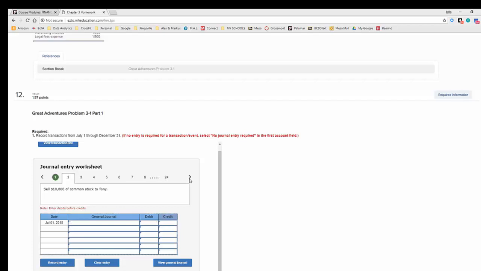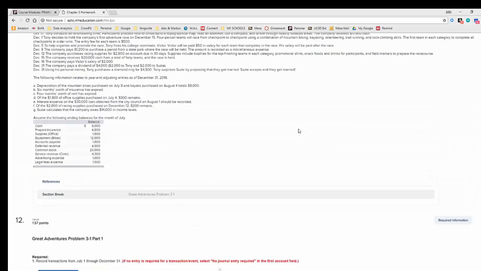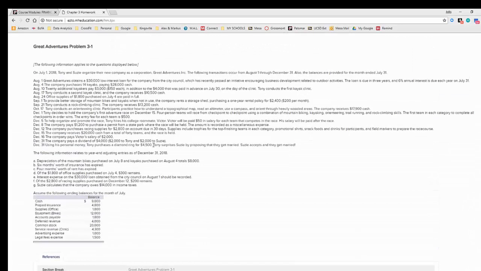So there are quite a few transactions, and that's what we have listed up here. And I think you can get the idea here. You also can refer to the book. And then these are the adjusting entries right down here, which is kind of what we've just talked about. So here's some depreciation of the mountain bikes purchased on July 8th. So that is a debit to depreciation expense and a credit to accumulated depreciation. I'm actually looking in my book right now, and I can see that on page 116 it gives me an example of how the entries look for the first adjusting entry, which is depreciation.